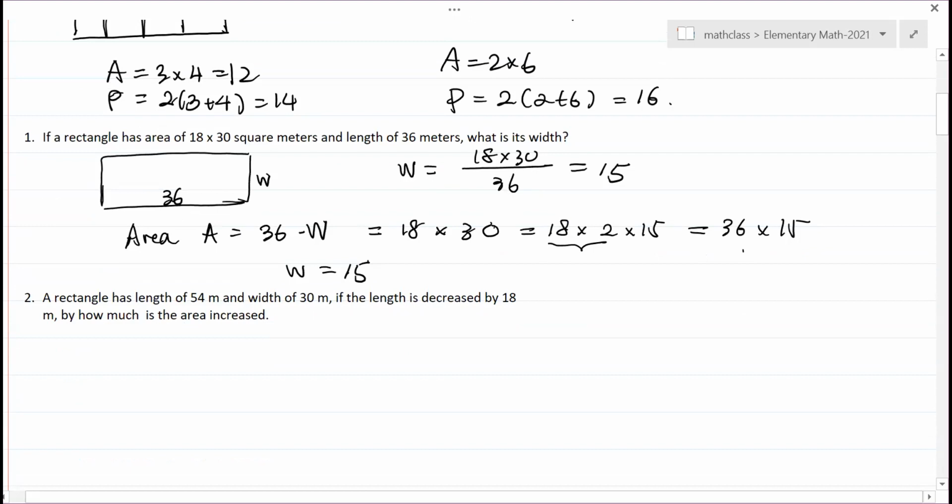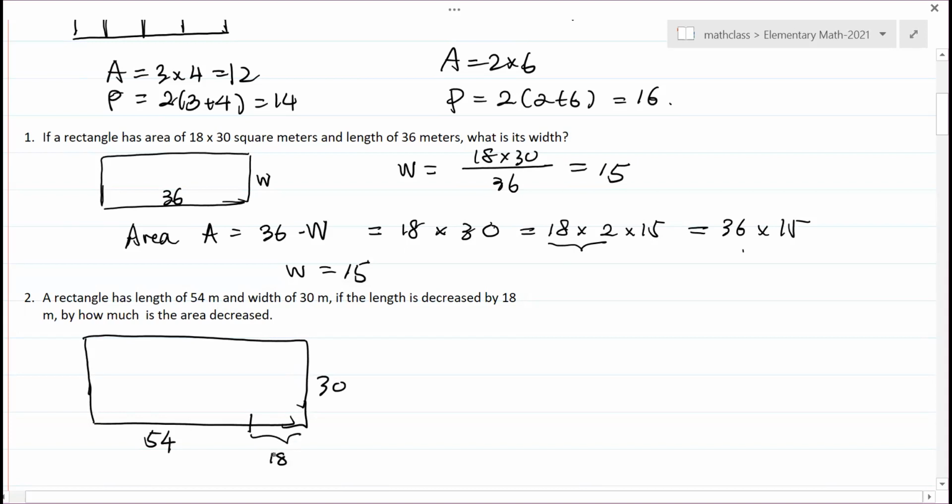Okay, a rectangle has a length of 54 meters, width of 30 meters. If the length is decreased by 18, by how much is the area decreased? Sorry, the area will be decreased, not increased. Okay, so the length is decreased by 18. Look at the picture here. So this side is 30, this side is 54. 18 is this piece. So you're going to lose how much of that? That's my hint. Are you able to solve this problem?